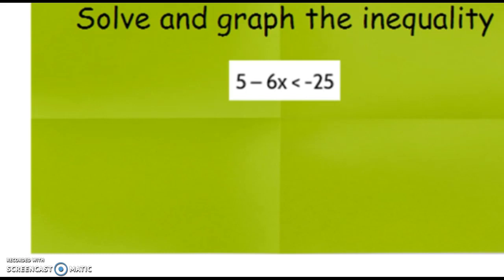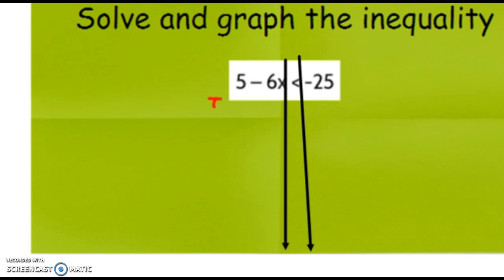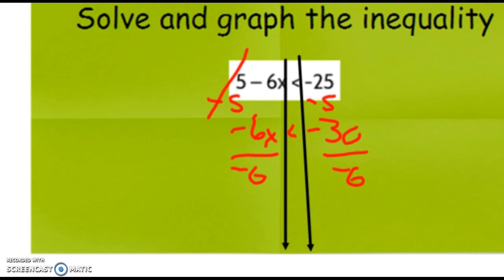All right, next one, same deal. I need to solve and graph the inequality, so let me put my train tracks in real fast. Perfect. I'm going to add 5. Actually, that already is a plus 5, so I'm going to subtract 5 from both sides first. So now I have negative 6x is less than negative 30. I'm going to be dividing by a negative again, so I need to flip my sign. So I'm going to have x is greater than 5.